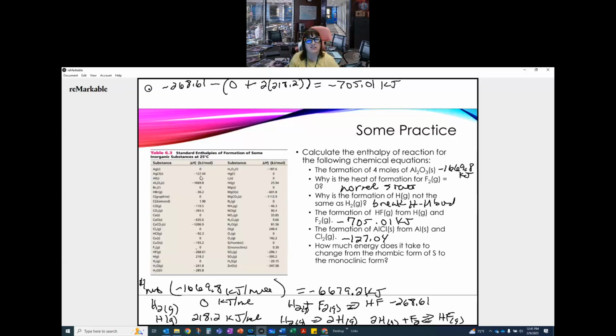Just thought it might make it easier if I actually put those answers with the questions that they went with. How much energy does it take to change from a rhombic form of sulfur to a monoclinic form?